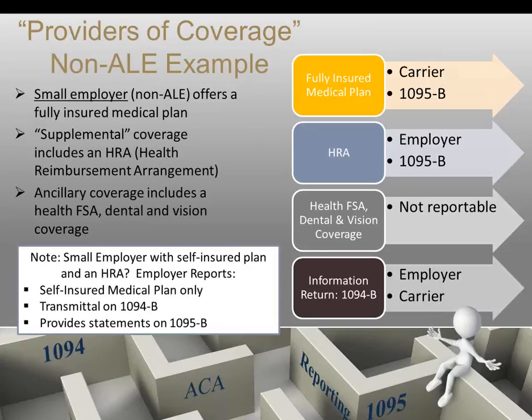Now, I also want to note, I put a note here as well. What if the small employer has a self-insured medical plan, a standard self-insured medical plan benefit, and an HRA? Since they're sponsoring two plans, as provider of coverage, they only need to report coverage for the self-insured medical plan only. They will not need to provide the coverage under the HRA. So if they are offering a self-insured medical plan benefit and an HRA, they're just going to report on the self-insured medical plan. And they're going to do what they were supposed to do in the very beginning: transmit their returns on 1094B and then furnish statements to the employees on 1095B.